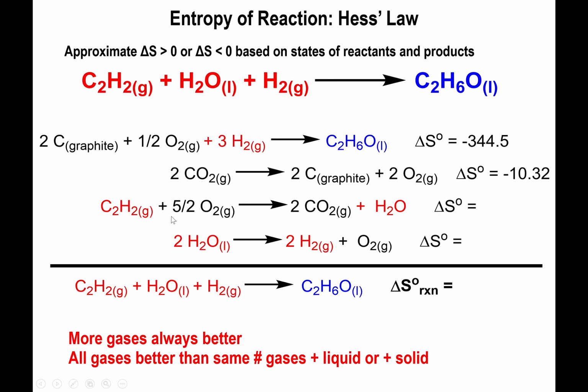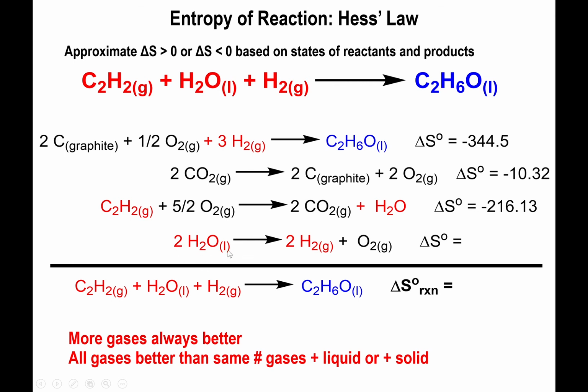Now for the third equation, you have 1 mole of gas plus 2.5 moles of gas, so that's 3.5 moles of gas. Over here you have 2 moles of gas, and you have your water molecule, which is a liquid, right? So you only have 2 moles of gas and 1 liquid. And needless to say, more gas is always better. So it looks like the third equation is also of negative entropy, and in fact the value was negative, as you can see.